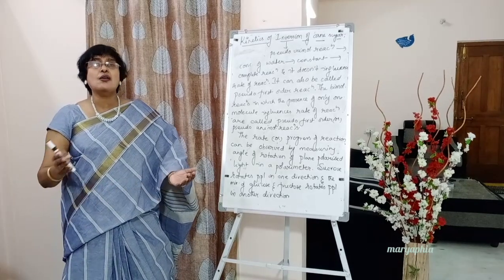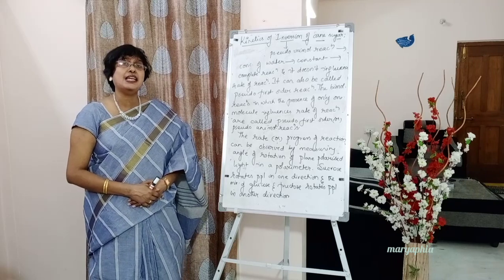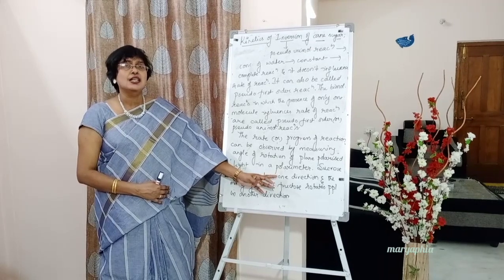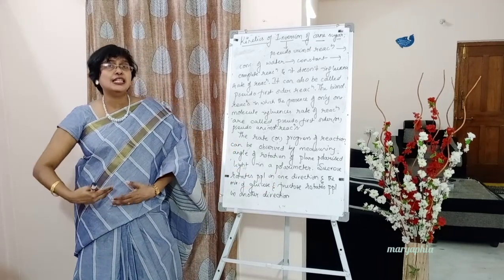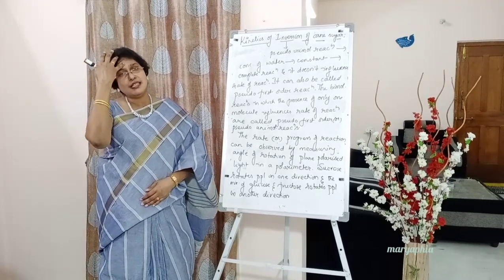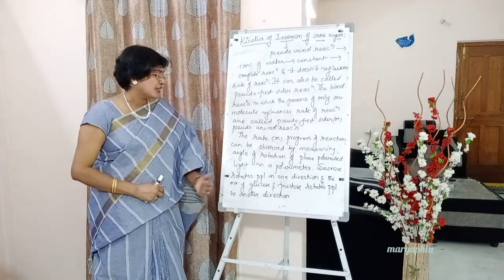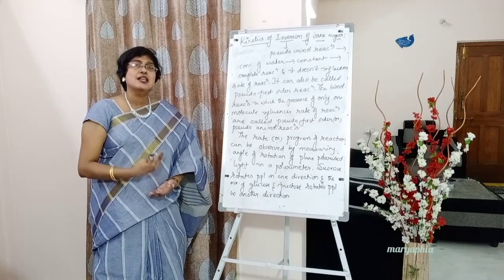Now how much this plane polarized light is being rotated can be measured with the help of a polarimeter. So the rate of inversion of cane sugar can be observed by measuring the angle of rotation of plane polarized light in a polarimeter. So here what is the reaction, students?